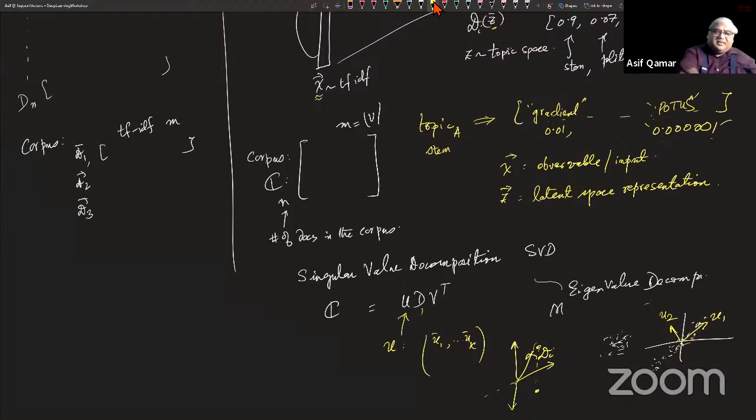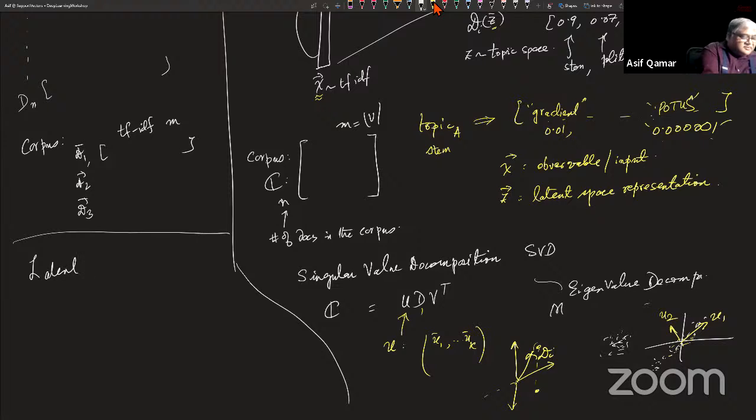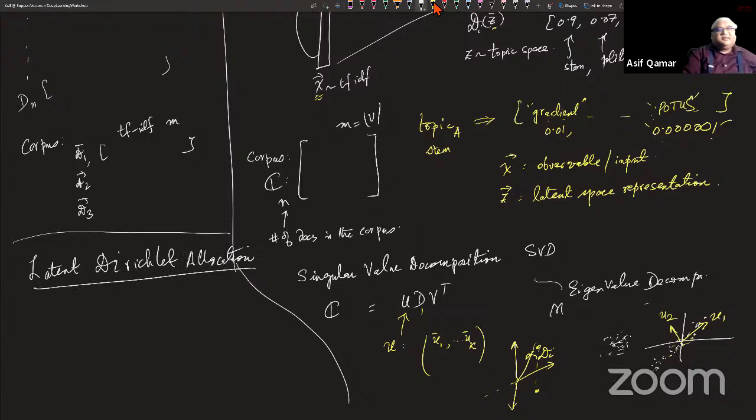Then there is another thing which we didn't quite get time to cover. And today I'm still wondering whether I should do that or not. Time permitting, I'll do that, or I'll do it in a separate session. The other thing we did is latent Dirichlet allocation. We did that in the lab, but I didn't quite explain how it works.